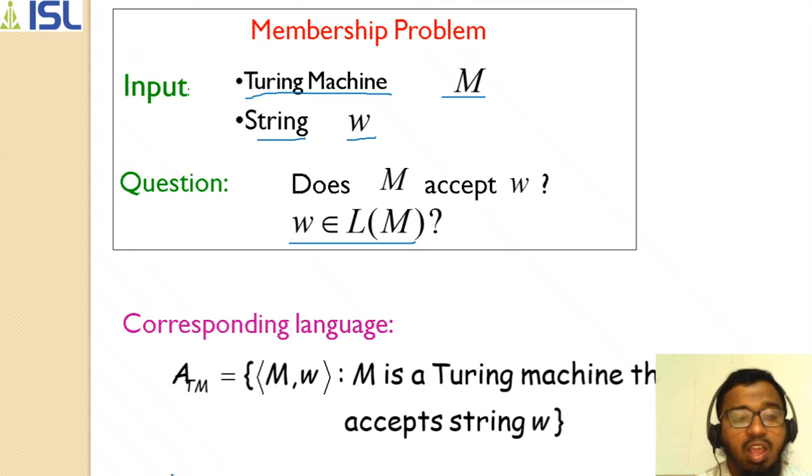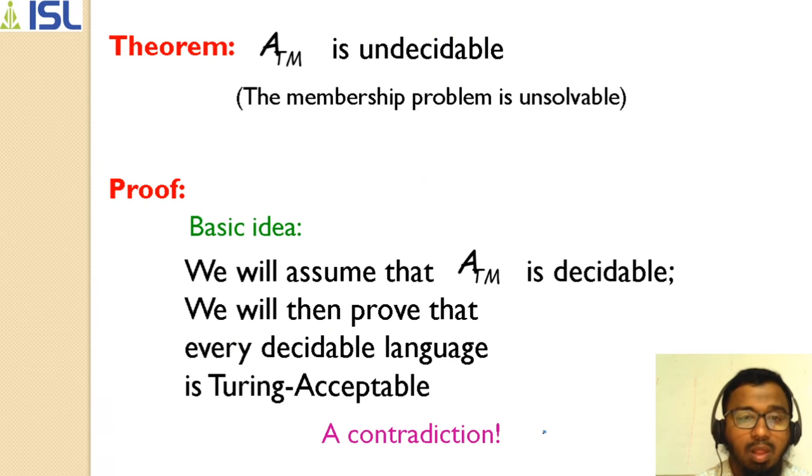So what is this? ATM means A Turing machine is M comma W, where M is a Turing machine that accepts string W. Now, is ATM decidable? The membership problem is unsolvable. Proof.